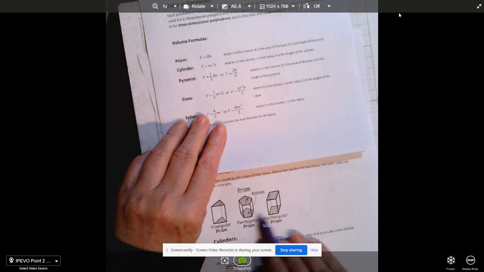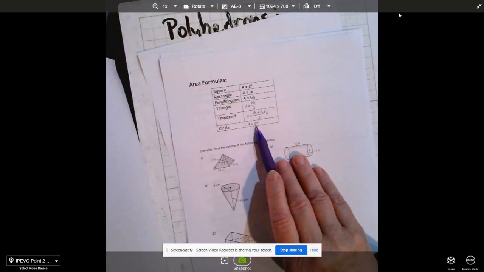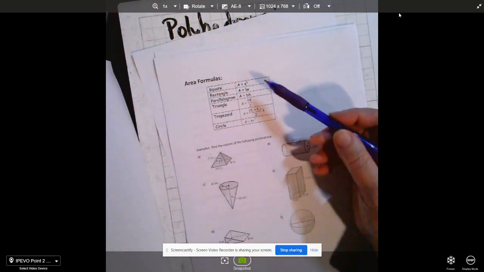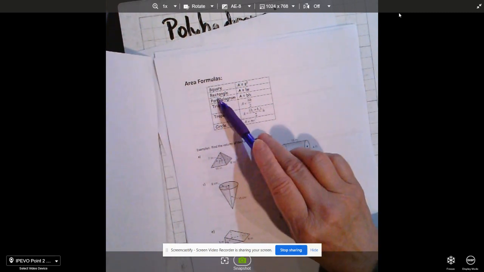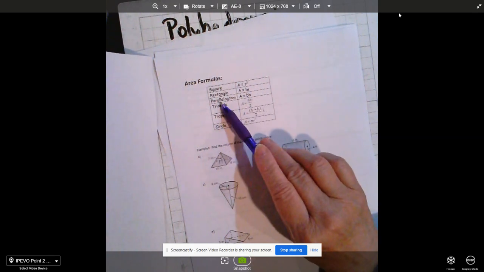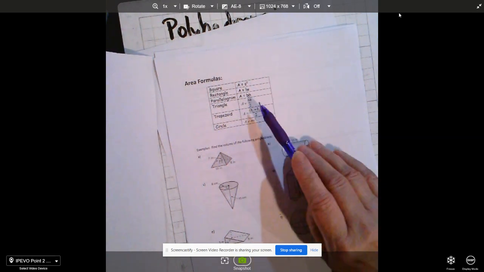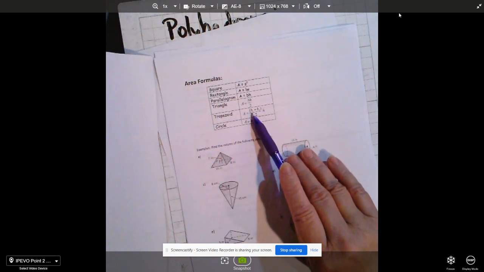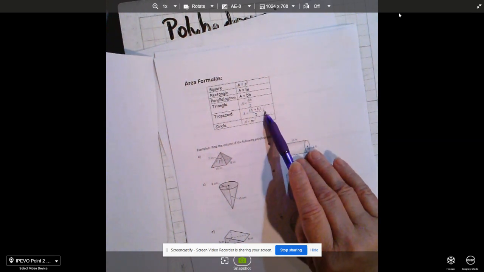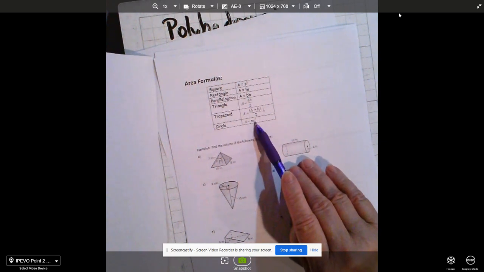So because I need to know the area formulas, you have to go back and remember what the area of two-dimensional figures are. We did that before. The area of a square is side squared. The rectangle would be length times width. Parallelogram, base times height. Triangle, base times height divided by 2. The trapezoid would be base 1 plus base 2 divided by 2 times the height. And the circle will be pi r squared.